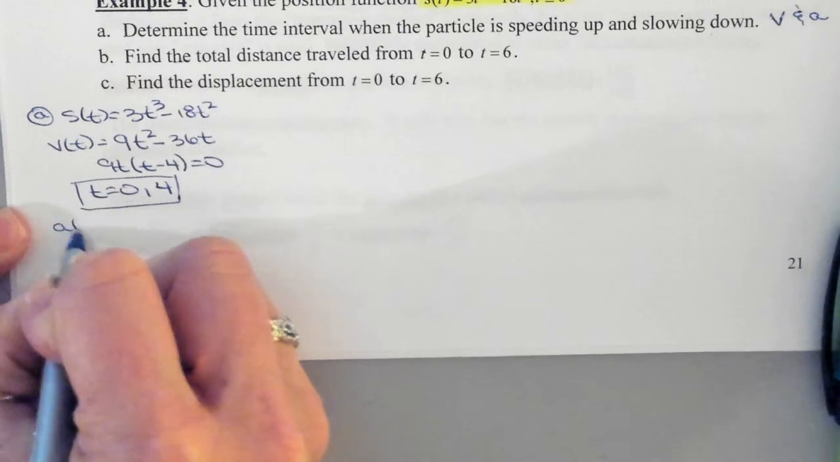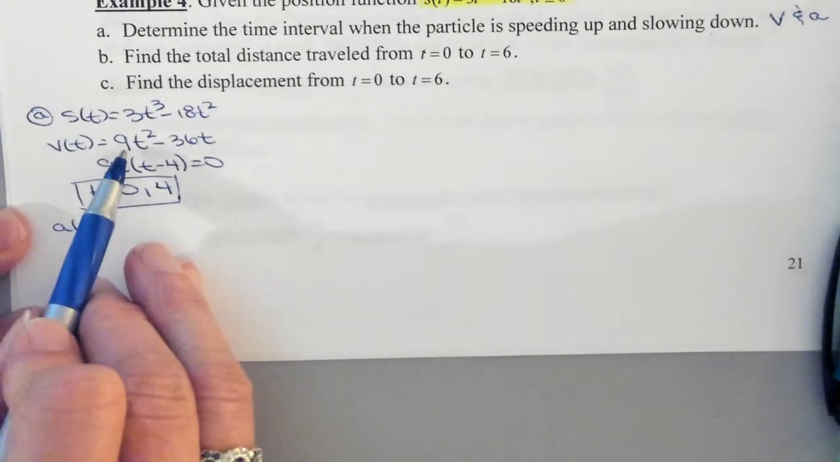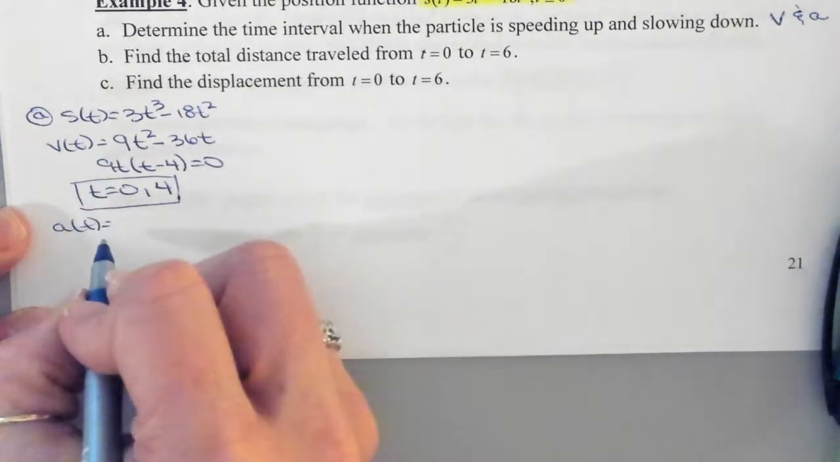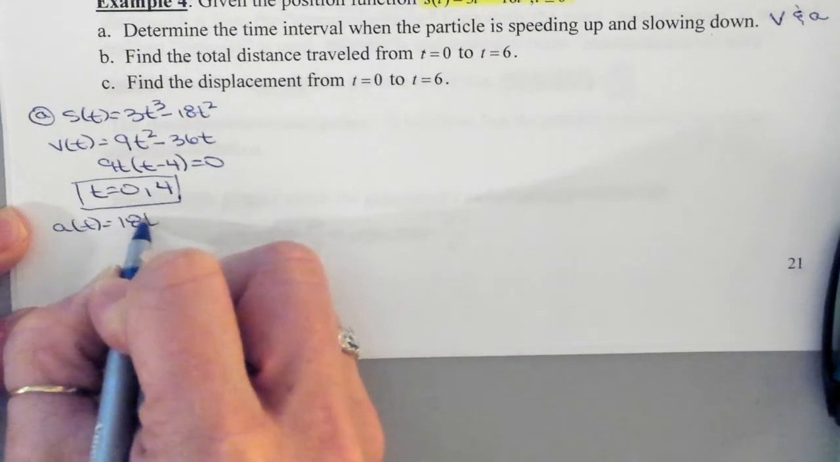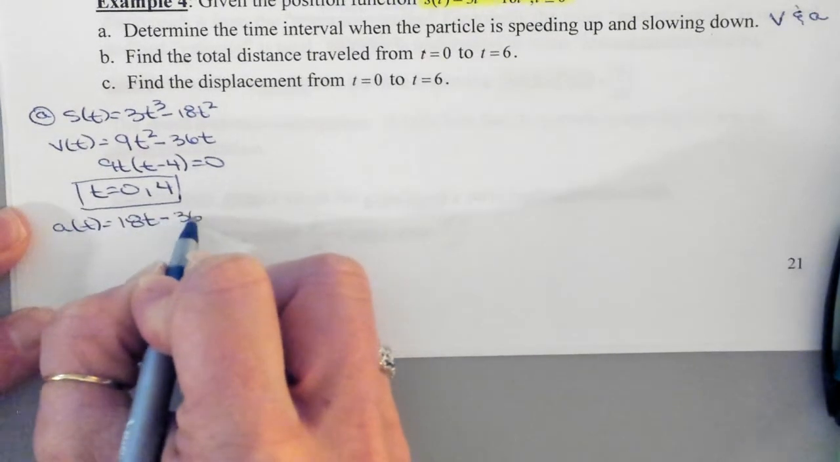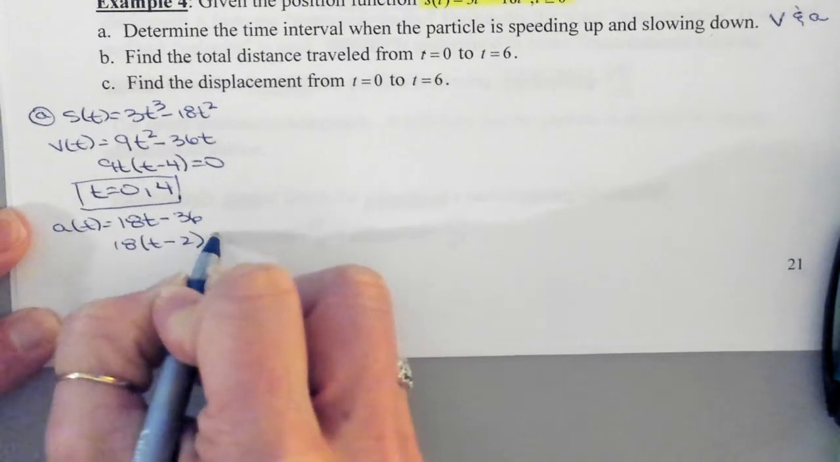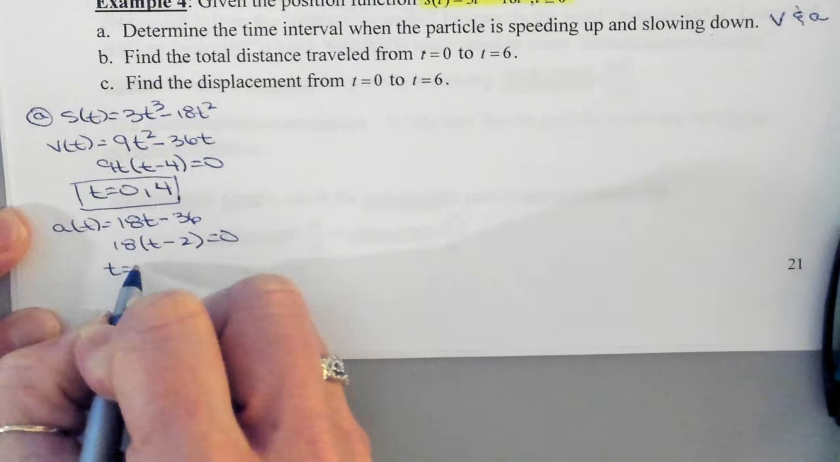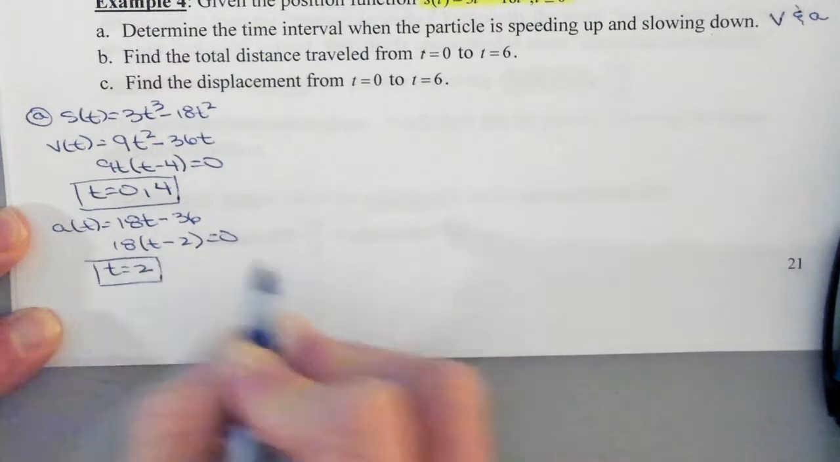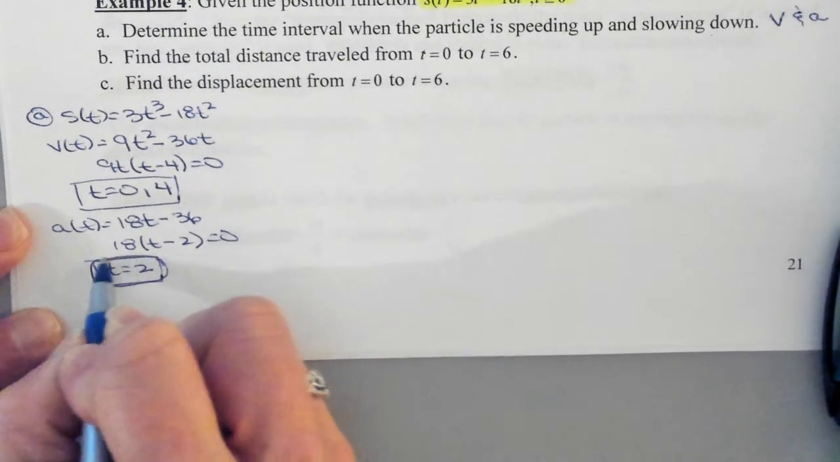Then we need to find our critical numbers from the acceleration, which is the derivative of the velocity. So that is 18t minus 36. If I take out an 18, that leaves me with t minus 2. So my critical number is t equals 2, and I'm putting that in a circle, not in a rectangle.